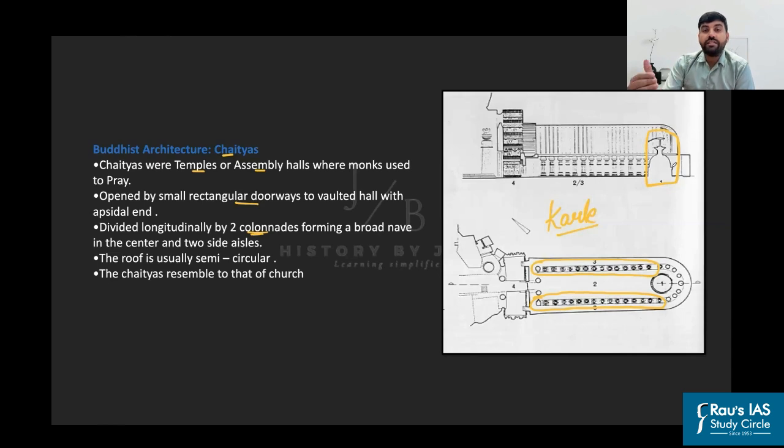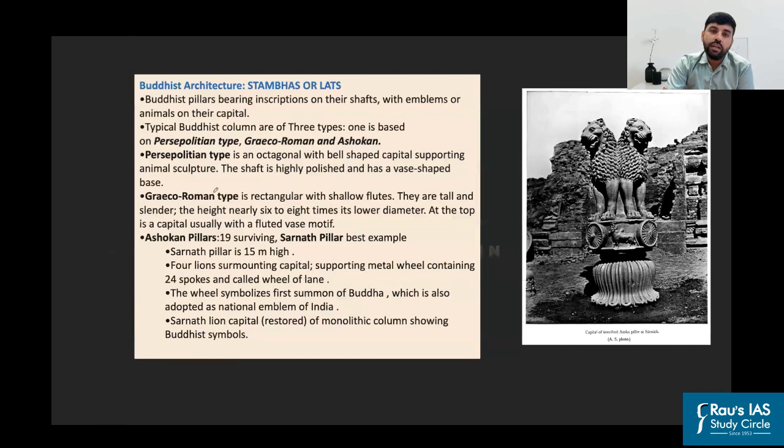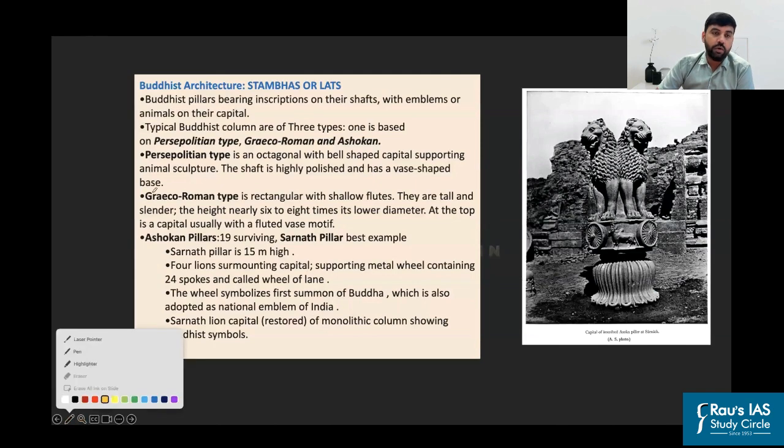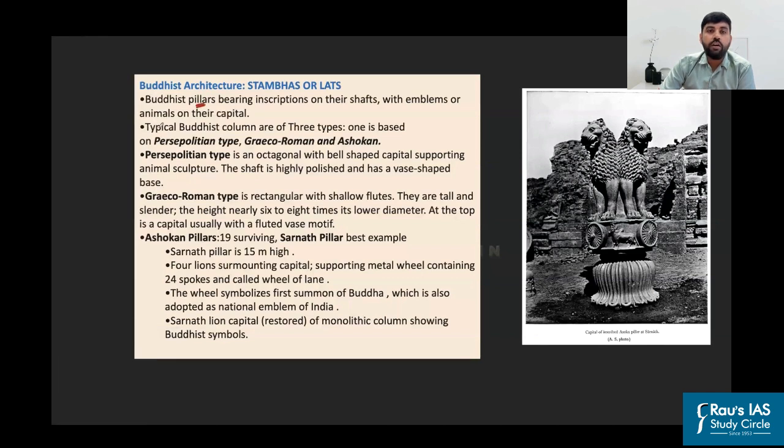Some of them will be discussed with respect to the dynasties. For example, the Buddhist pillars will be discussed along with the Ashokan Empire. Gandhara school and Mathura school will be discussed along with the Kushans. The last aspect in this case is going to be the stambhas or the lats. Here you have three types. The last one, that is the Ashokan pillar, I will be discussing in much detail later on. Buddhist pillars are of three types: Persepolitan, Greco-Roman, and Ashokan, right?